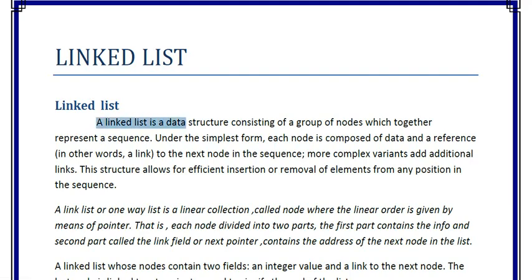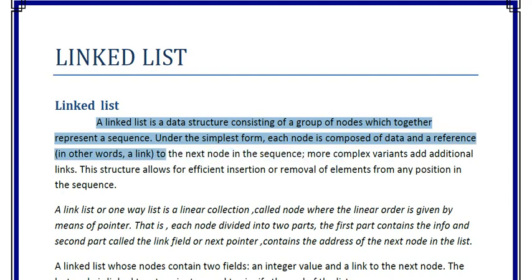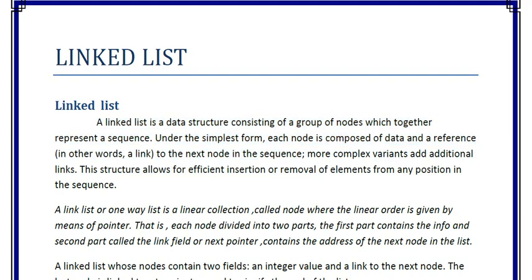A linked list is a data structure consisting of groups of nodes which together represent a sequence under the simplest form, and each node is composed of data and references, in other words links to the next sequence. That means if you have a node A here and A is connected with B, B is connected with C, and so on. That's why they are creating links from A to B, B to C, and so on. Those are known as linked list.